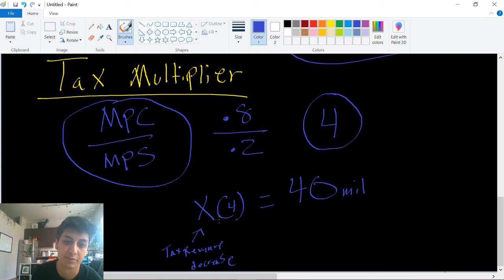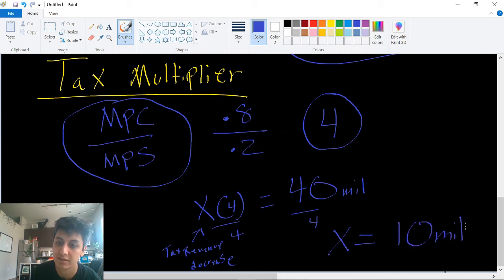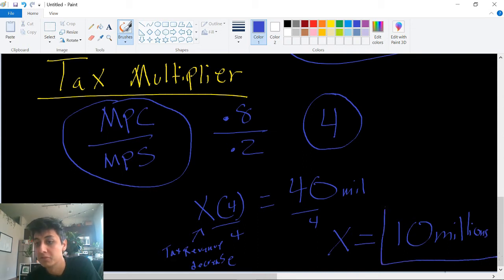And this turns into a very simple problem, right? Divide by 4, divide by 4. X is going to be equal to 10 million. We want to decrease taxes in a way that we are decreasing our tax revenue by 10 million. Because if we give this 10 million back to the people, according to this tax multiplier, it's going to multiply by 4 and eventually close that output gap of $40 million.